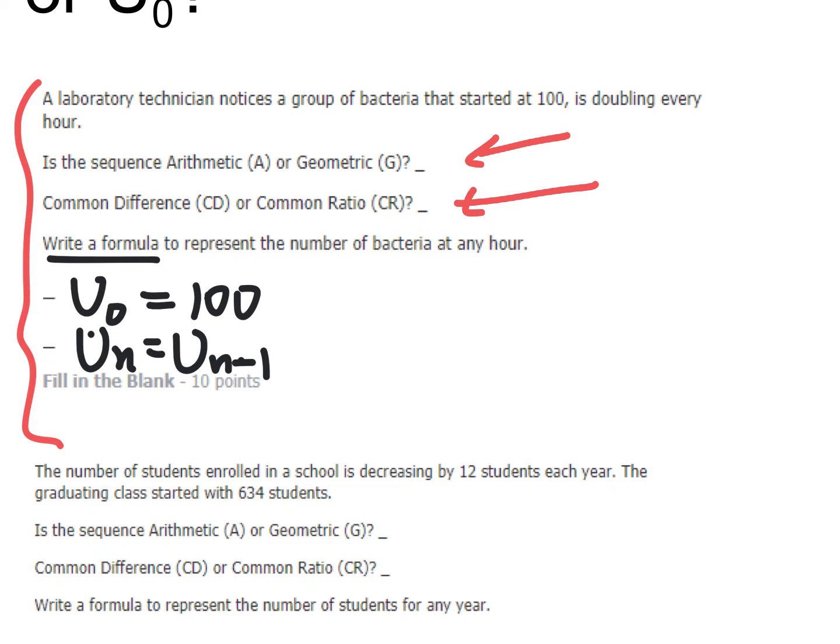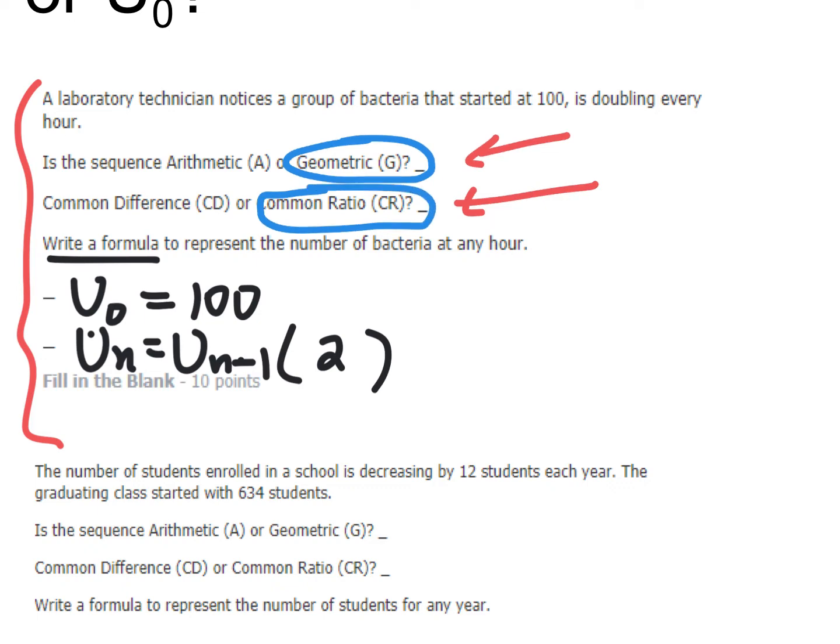All right, so u sub 0 is 100. That's the starting value. And then I got my boilerplate stuff that I always have. U sub n equals u sub n minus 1, and then I'm timesing by something. I'm timesing by 2. That's how you're going to get it to double. All right. So it's multiplying by something, so that makes it geometric. And geometric sequences have a common ratio. When you divide them, you can see what you have.